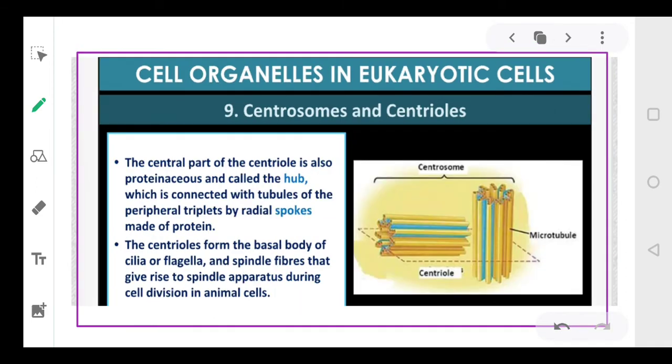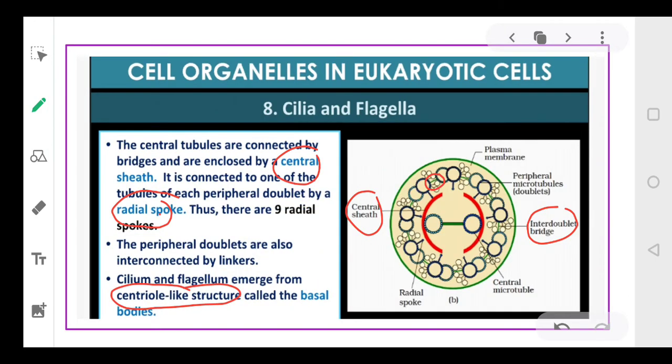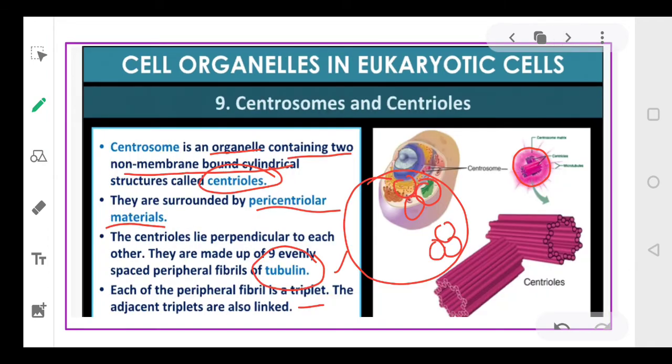Let's see if we can see the structure, let me draw the structure for you. Now suppose as I told you, they have a structure like this. So triplet is there, 1 2 3. So they are arranged in triplets. Like in case of cilia, there are doublets. आपने देखा cilia के केस में जो है doublets हैं. अब यहाँ पर एक और ऐड कर दीजिए, then it will become a triplet. So in case of centrioles, triplet is present. So 3 triplets, they will make 1 fibril, and the adjacent triplets are also joined with each other.